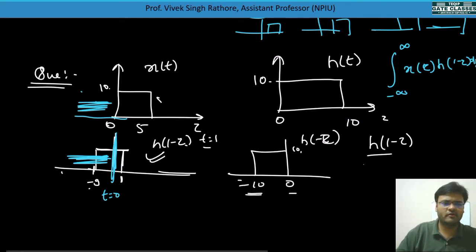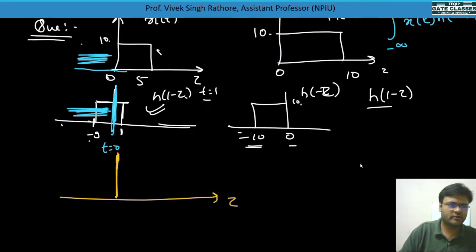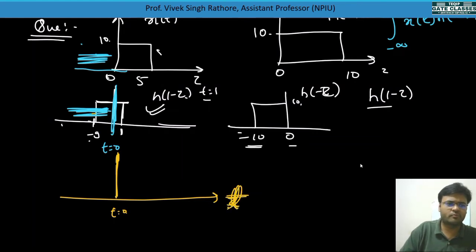So for the output, I will plot the output here only. Let's suppose this is your tau, and this is your t is equal to 0 value, because tau is equal to 0, whatever you can take, but t is equal to 0 is here only. And we are shifting it and calculating the output response. This is your y of t. Actually here we will not take time domain, we will take it as y of t only, because output will be taken as y of t.